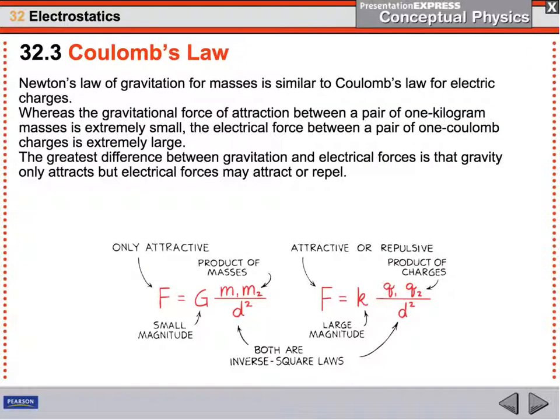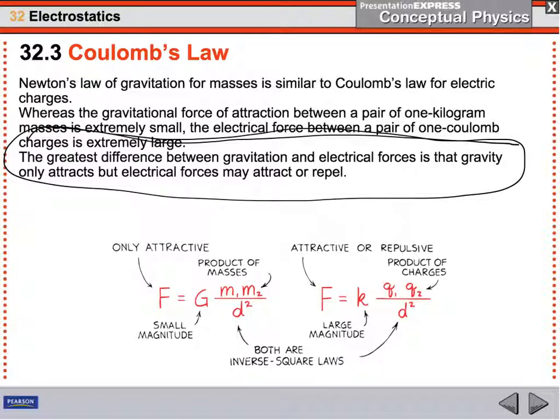All right, Newton's law of gravitation for masses is similar to Coulomb's law for electric charges, whereas the gravitational force of attraction between a pair of 1 kilogram masses is extremely small. The electrical force between a pair of 1 coulomb charges is extremely large. The greatest difference between gravitation and electrical forces is that gravity only attracts, but electrical forces may attract or repel. Very important concept right there.